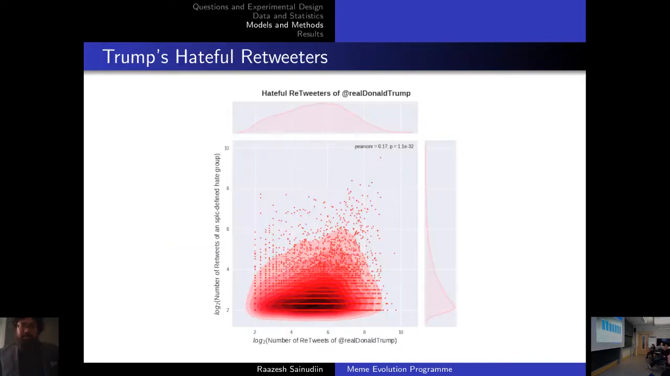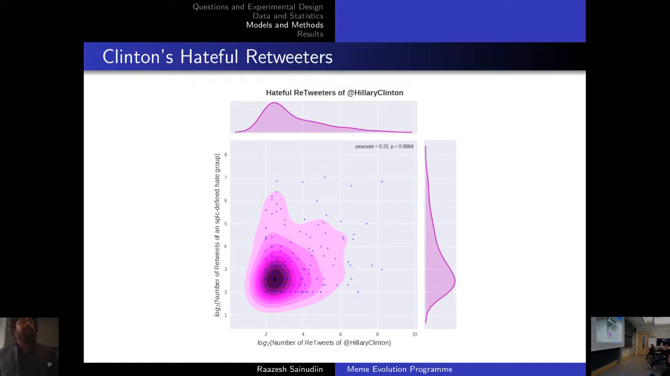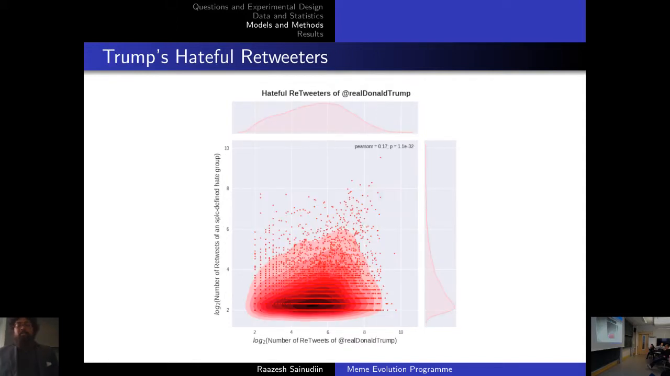So I thought, okay, this is a simple problem. Let's do a very simple thing. This is the log base 2 of the number of retweets of real Donald Trump, and the log base 2 of the number of retweets of an SPLC defined hate group. I'm simply showing you these ordered pairs of log base 2, and for Trump what the marginal distributions are. When you look at Hillary, there's hardly any action. So visually, no one's going to fight, right? It's obviously much more active, but of course, this is just because Trump is popular, right?